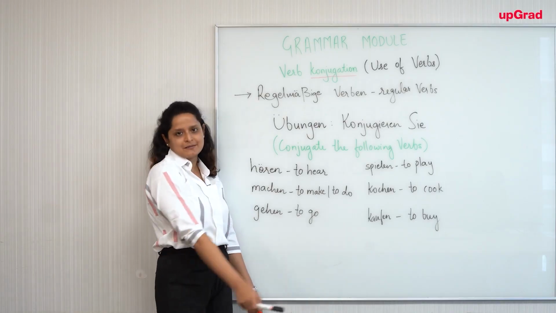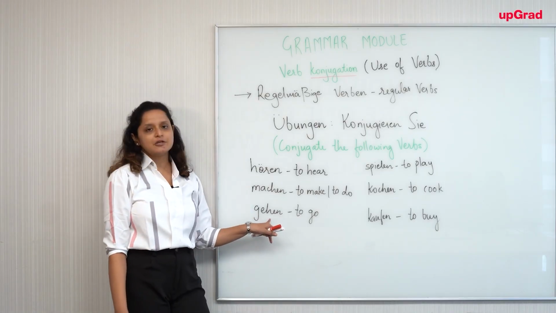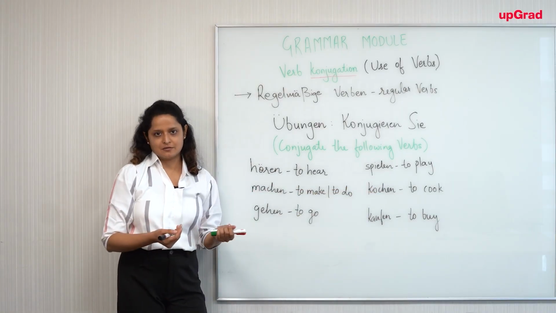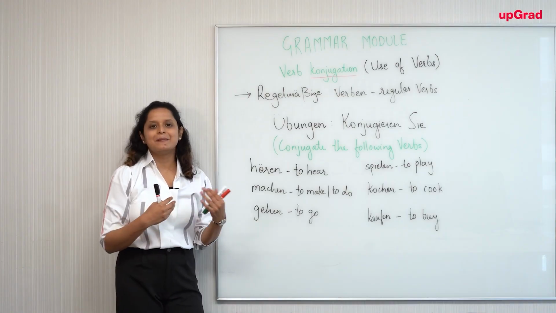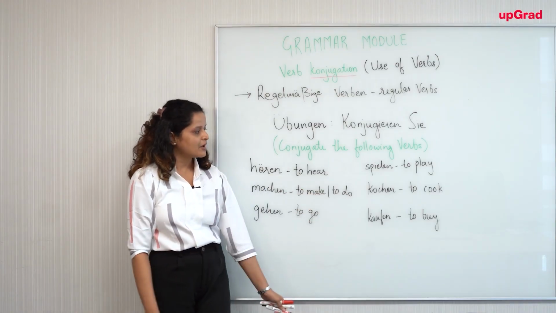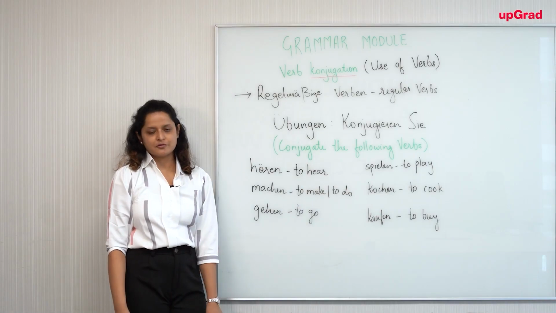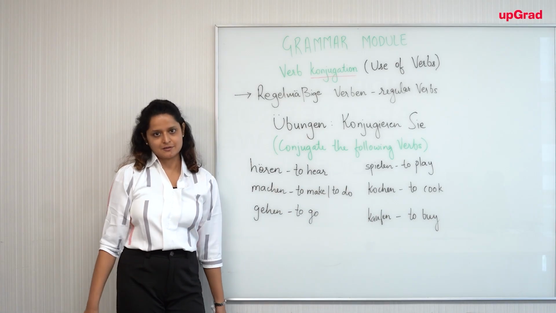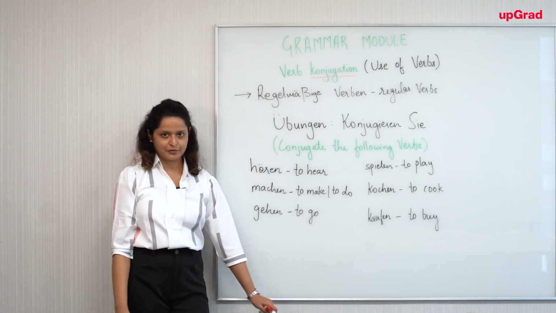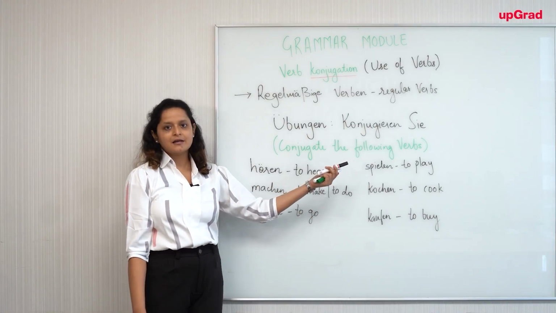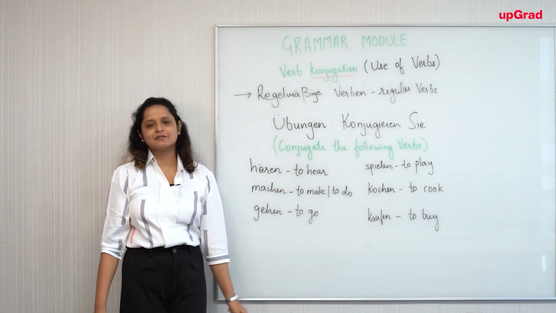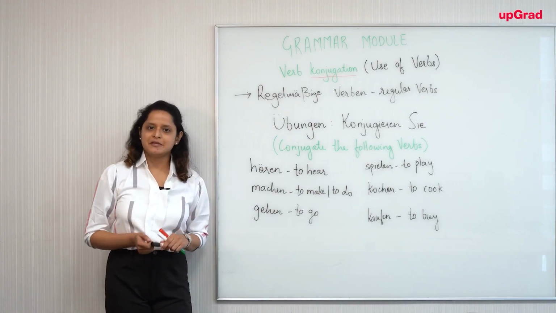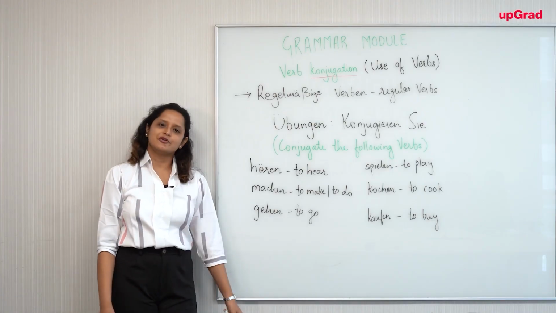Gehen means to go someplace. If you're going somewhere, the word we use is gehen. Spielen is to play. So you can say cricket spielen or tennis spielen, which is you're playing something. So the verb is spielen. Kochen is to cook. So if you're cooking something, that is kochen. Kaufen is to buy or to purchase something. So when you're buying something, the verb is kaufen. All of the verbs that you see here, they fall under the category of regelmäßige Verben or regular verbs. You conjugate in the exact similar manner as the previous two verbs. So you can just try this out for your own practice.